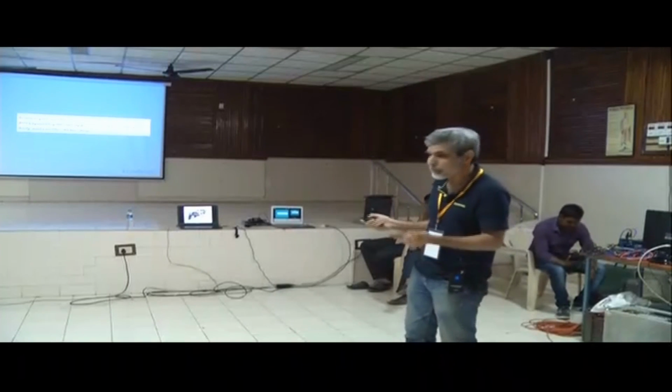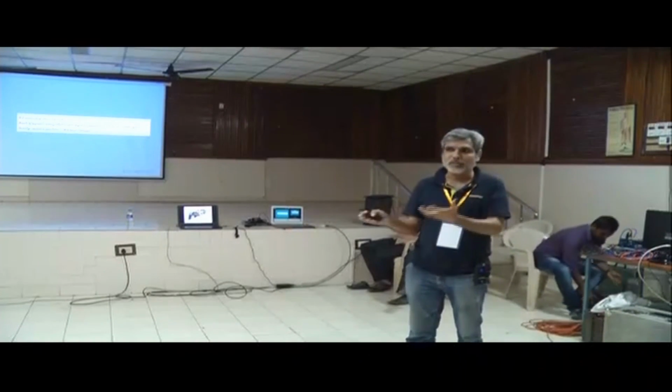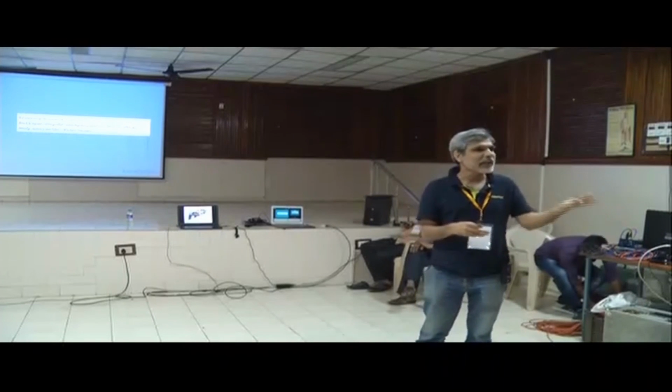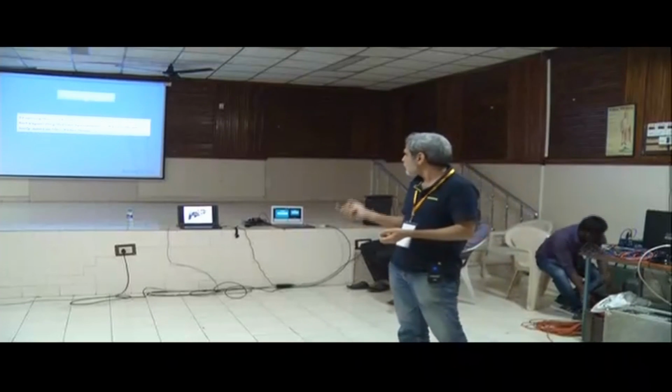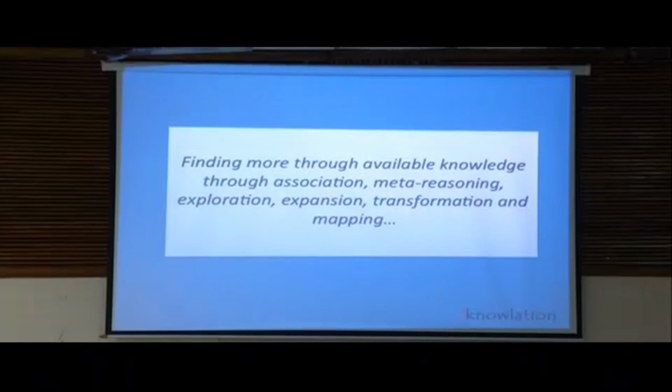It talks about systemic thinking, and inspired by that book, I wrote the book Systemic Machine Learning. So you can define machine learning in the same way. Machine learning does not mean acquiring more information by the machine, but expanding the ability of the machine to produce the result we truly want from it. Fine. And then finding more through available knowledge, through association, meta-reasoning, exploration, expansion, transformation, and mapping.